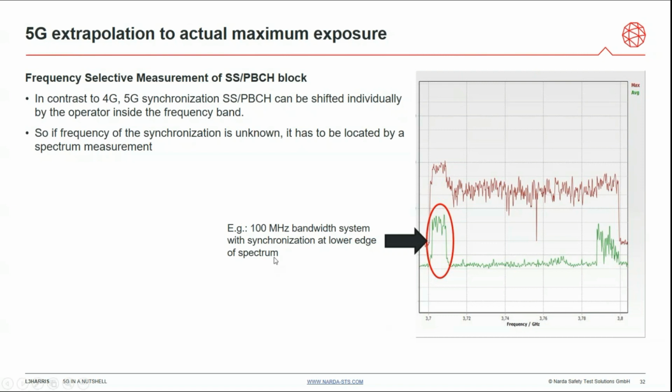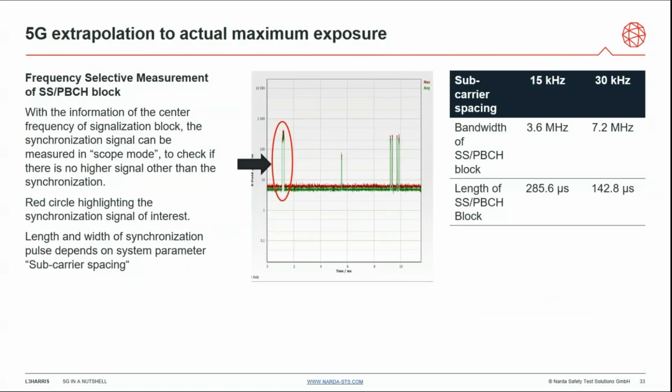Yeah, so it's at the lower edge of the spectrum, and first it has to be located, and then you can make the measurement with max hold. So that was in frequency domain. Now let's have a look with the scope mode in time domain. Again, you see the signal here in the red circle. That is the synchronization signal of interest. You can double check for the length and width of the signal.